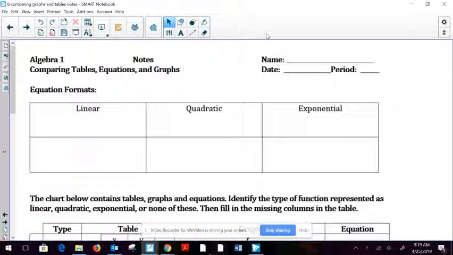Hi everybody, welcome back. Today we're going to start looking at comparing tables, equations, and graphs and deciding whether they are linear, quadratic, or exponential. Let's first start talking about the differences between the equations.